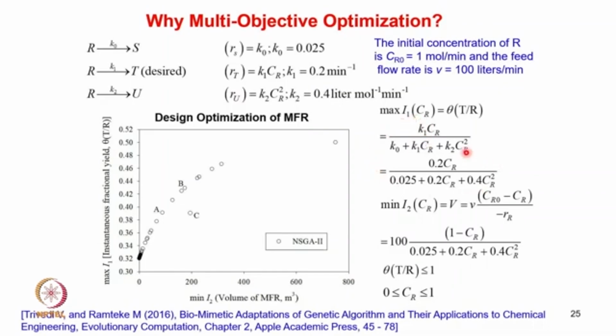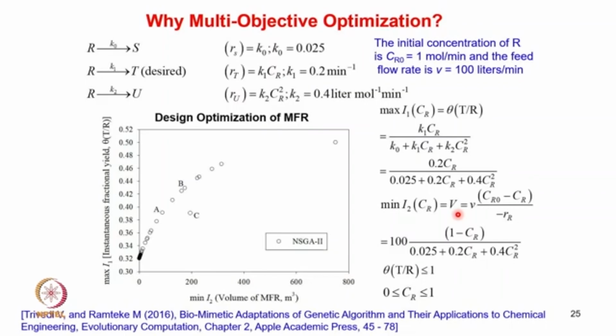Now in addition to that, I am interested in minimizing the volume of the mixed flow reactor. The volume of the mixed flow reactor, capital V, is given as the flow rate small v, into Cr naught minus Cr, divided by minus Rr, the rate of reaction of R, isn't it? So we can represent all these variables here. That comes out to be 100 into 1 minus Cr divided by 0.025 plus 0.2 Cr plus 0.4 Cr square. So both these objectives we want to optimize simultaneously. The first objective is to maximize the yield, whereas the second objective is to minimize the volume, isn't it? And both these objectives are conflicting.